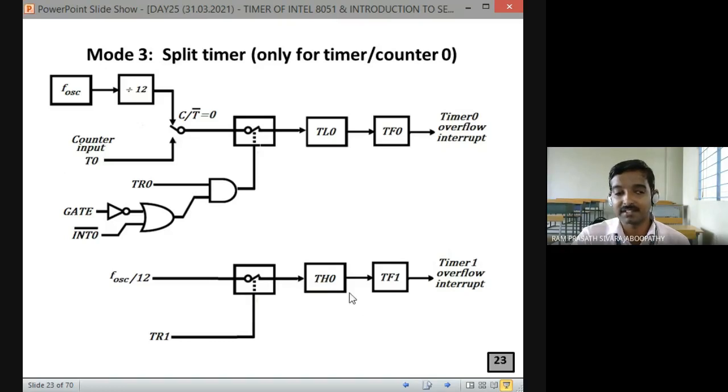When I say TH0, timer or counter 0 can be divided into two things. One is the timer or counter, which is from TL0. The other is TH0, which can be used only as a timer. So there are no muxes here; we can directly control only this switch input. The frequency input is from the internally generated clock only. So that's all about mode 3 operation.